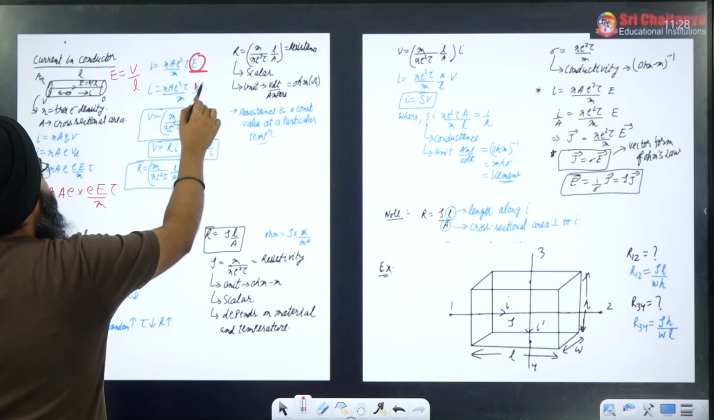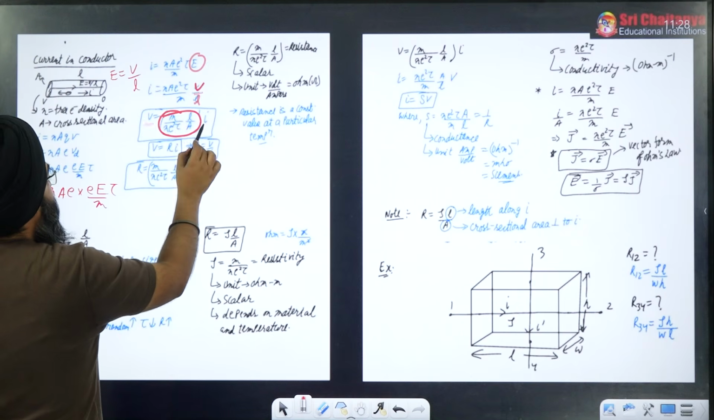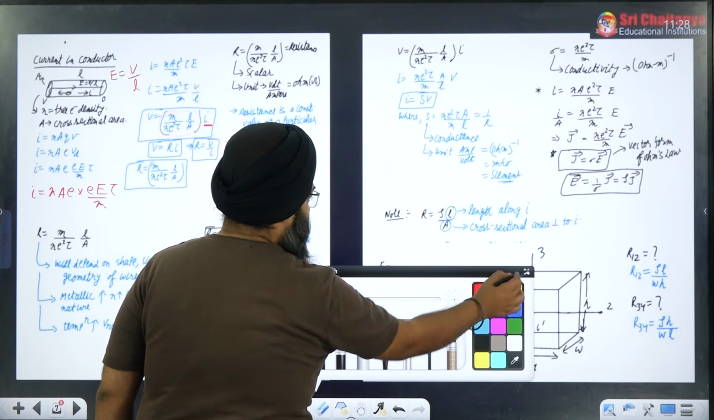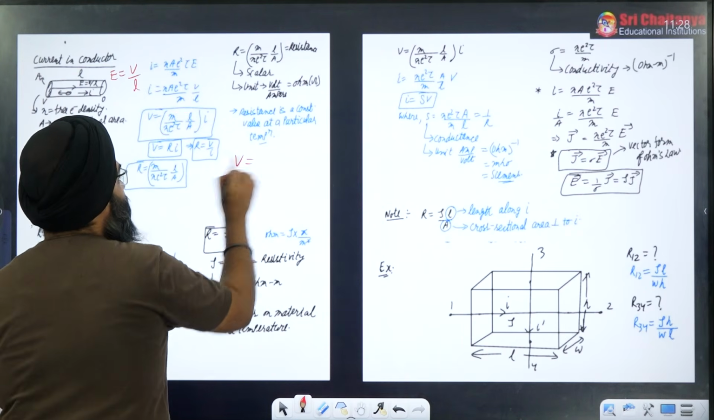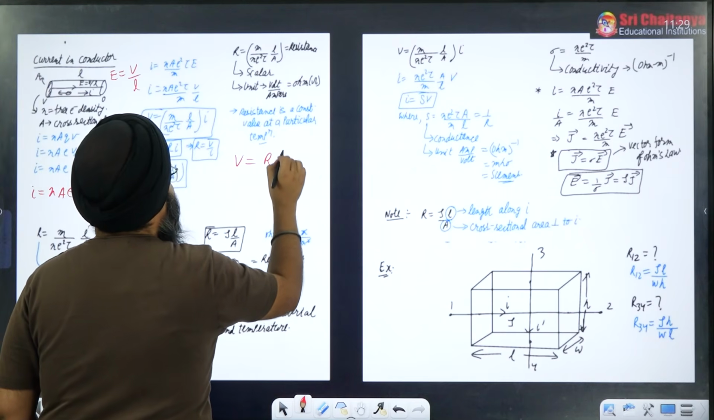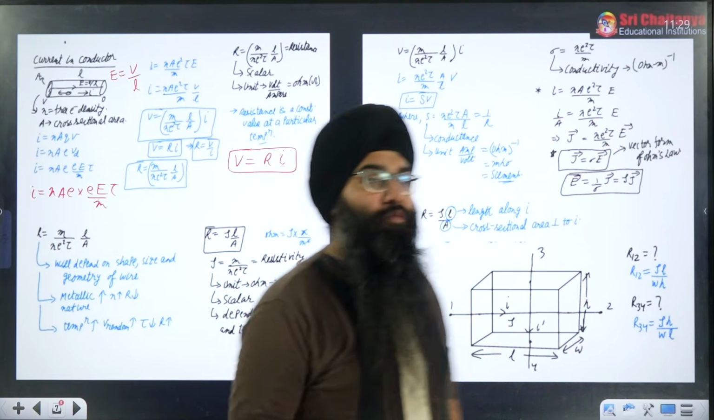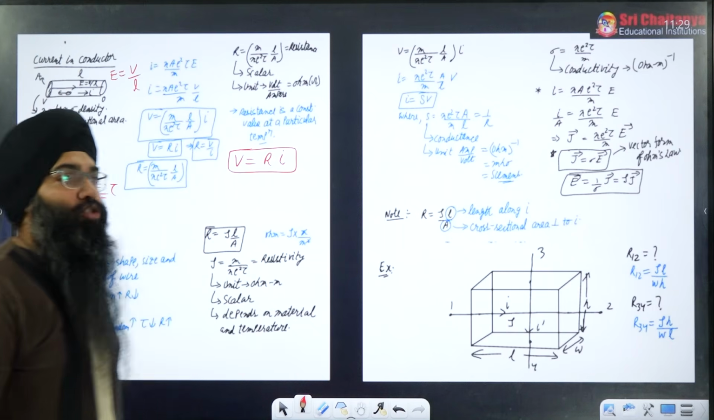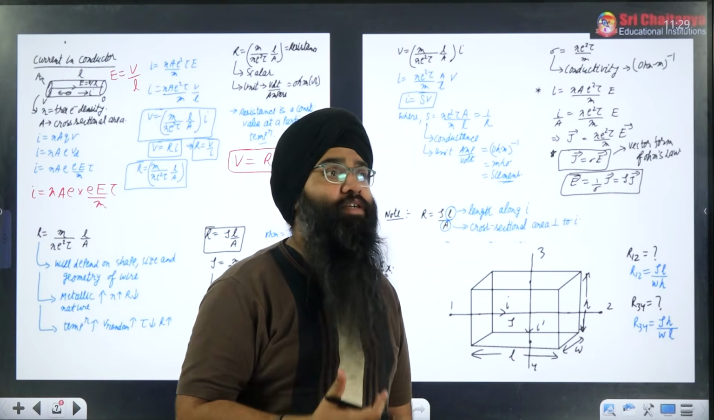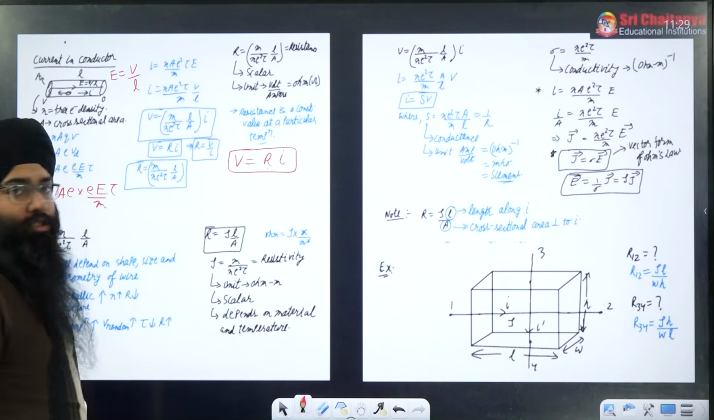E can be written as V by L. The final result which you are getting is that V is equal to m upon ne squared tau, L upon A, multiplied by current. So now please understand that I have got a very important relation: the potential difference across the conductor is equal to some constant, called resistance, multiplied by current. Very important result. We have got the scalar form of Ohm's law: the potential difference across any conductor, which has a property called resistance, is equal to resistance multiplied by the current across the conductor.